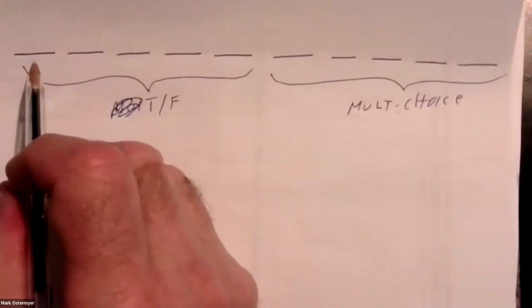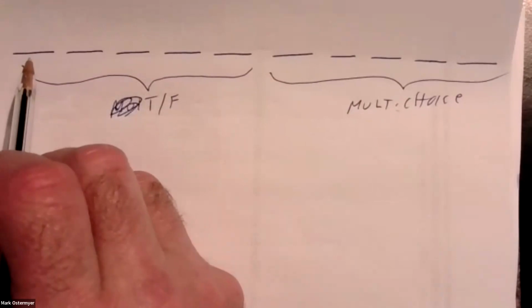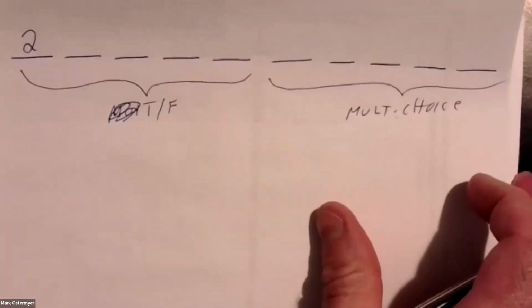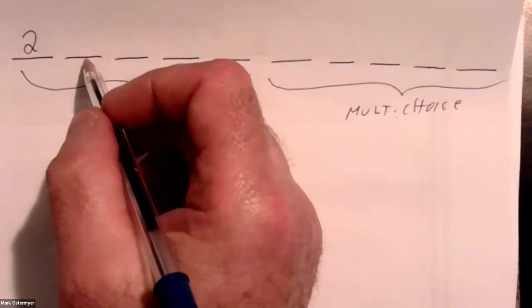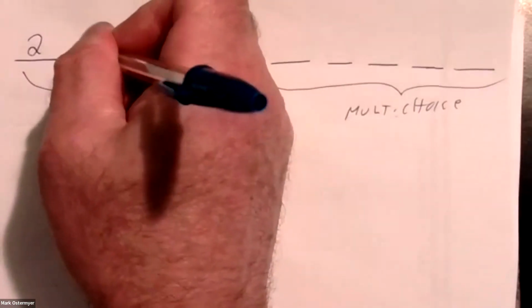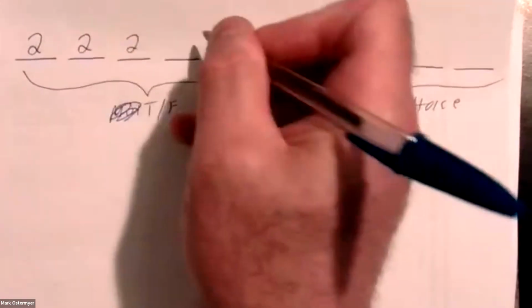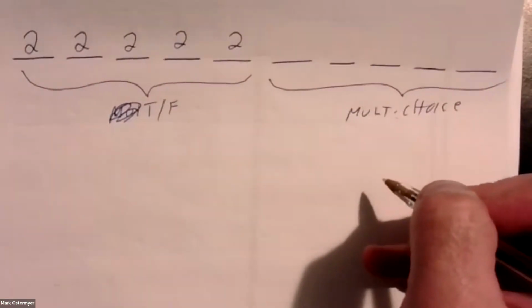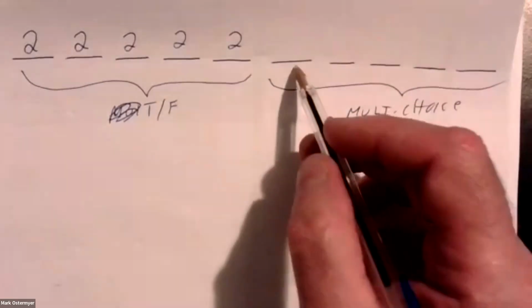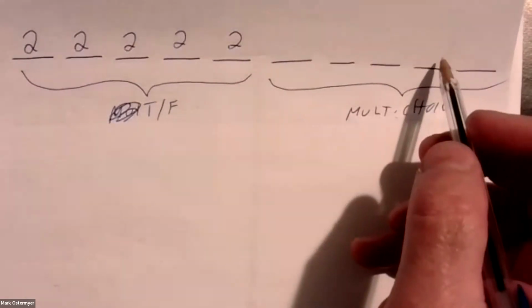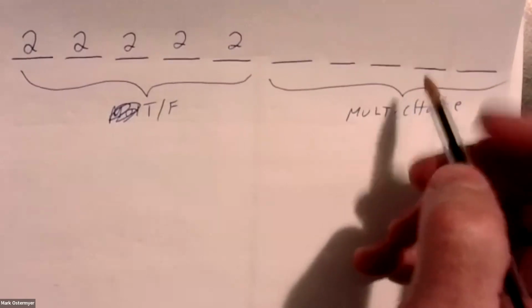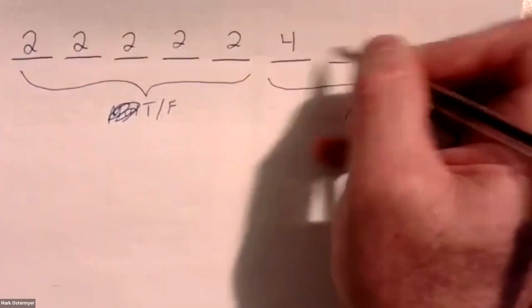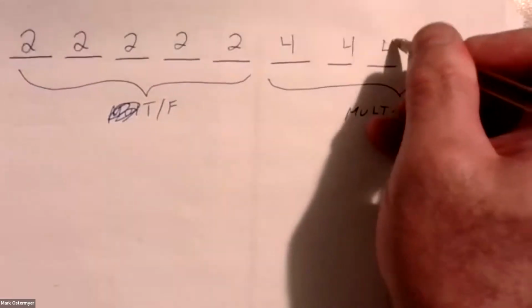How many different ways can you answer question number 1 on the exam, being true or false? How many different ways? There's 2 different ways. You could answer either true or false. How many different ways could you answer question number 2, also being a true or false question? There's 2 ways. In fact, there's 2 ways to answer any one of these 5 true or false questions. 2 ways. How many ways can we answer a multiple choice question, each having 4 possible selections? There's 4 ways to answer each of these multiple choice questions.